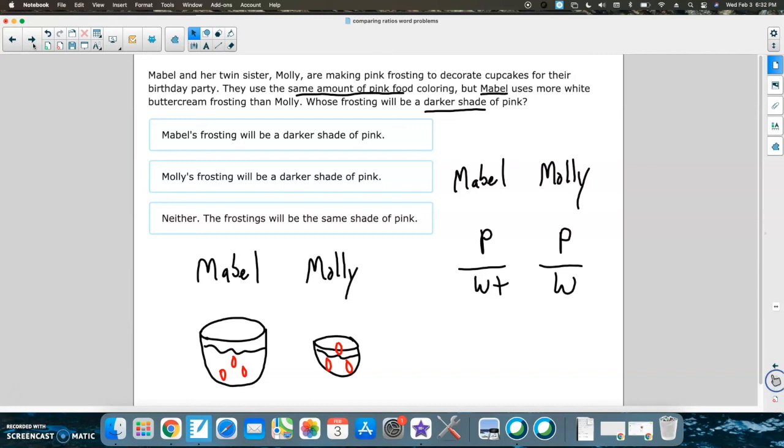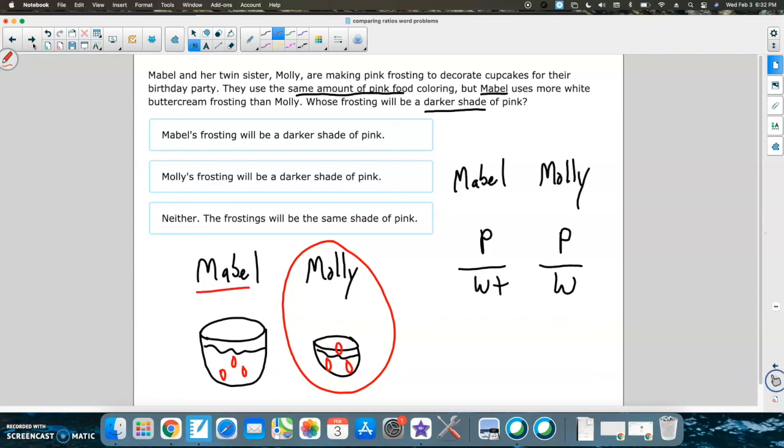What do you think? Mabel or Molly? Think you got it? The darker shade is going to be Molly. Now why? Well, there's less white frosting compared to food coloring. So it's going to be a darker color. For Mabel's here, she's got more frosting, and so the food coloring will get spread out more and won't be as dark. It'll be a lighter shade of pink. So Molly's will be that darker shade of pink. Does that make sense? I hope. I wish I had some examples that I could actually show you right now, but I just don't have them in the classroom. Okay?